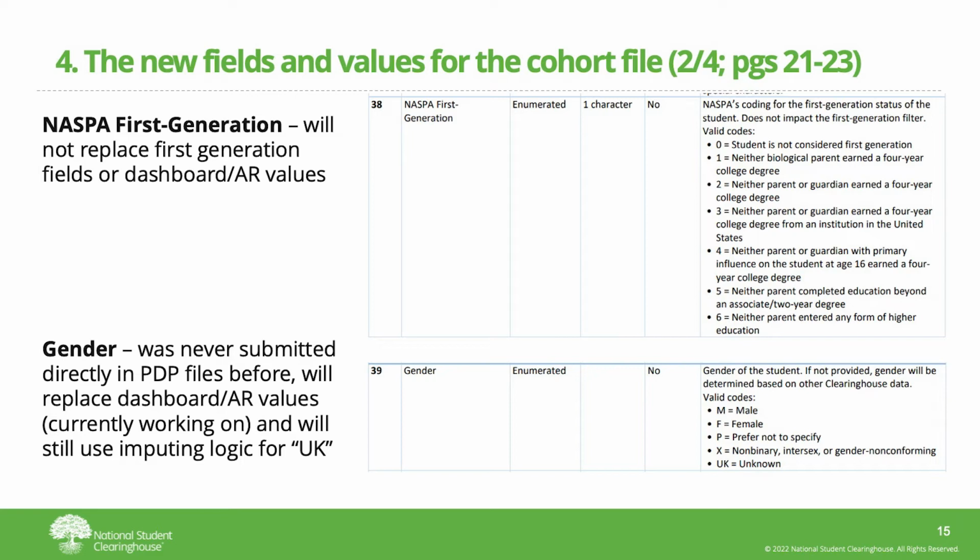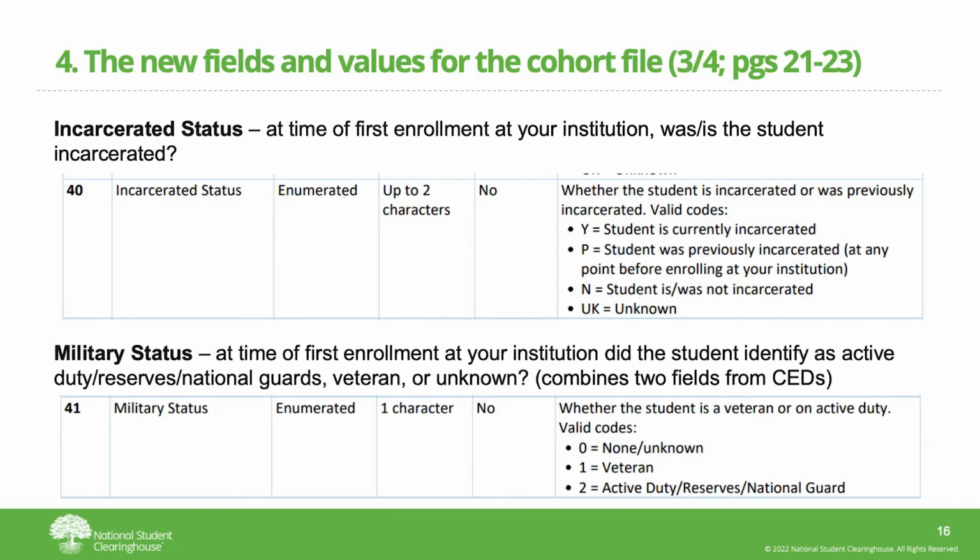So just to acknowledge, you can do male, female, P, prefer not to specify, or X, non-binary, intersex, or gender non-conforming, as well as UK. Again, this is an enumerated field, so that only those 5 values would be what is acceptable for this field. So moving on to the 3 out of 4 slides for our cohort file.